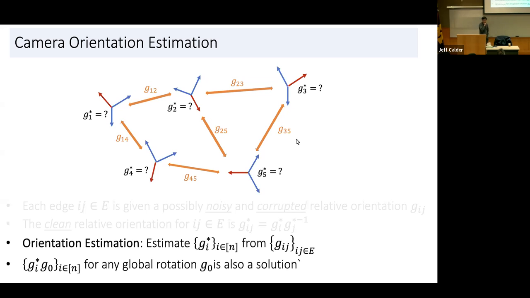So this problem asks to recover the absolute camera orientations from possibly noisy and corrupted relative orientations, up to a global rotation. Because if you have a G_i star as a solution, then any G_i star times the same G_0 should also be a solution of the problem. Okay, so there is a global rotation ambiguity.